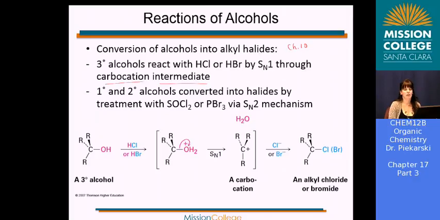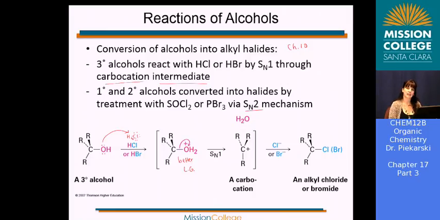So another way to convert alcohols into halides is to add thionyl chloride or phosphorus tribromide, and that's going to go via an SN2 reaction. But before I get into that, I want to review the mechanism real quickly. When we take a tertiary alcohol and react it with a strong acid, that strong acid will help protonate the alcohol to make it into a better leaving group. You can see here that hydroxide, which is a really poor leaving group, is converted into water, which is a good leaving group.